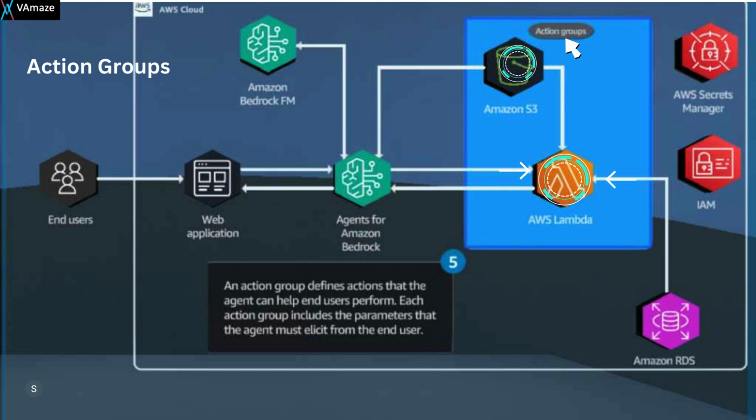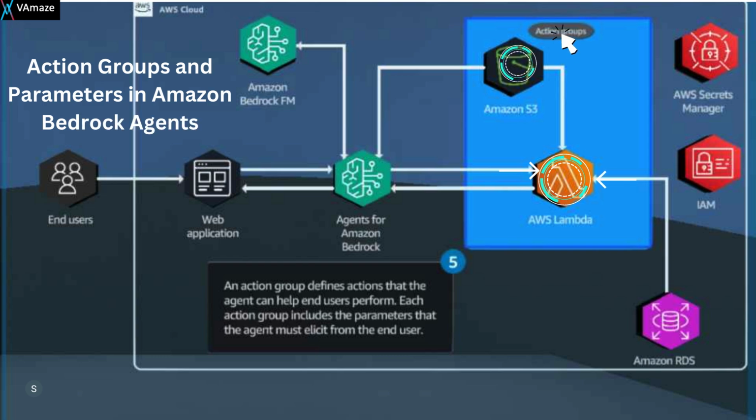So let's focus here on the action groups and parameters in Amazon Bedrock agents. This section explains the role of action groups within an Amazon Bedrock agent. Action groups define the specific actions that an agent can assist an end user with. Each action group includes the necessary parameters that the agent must gather from the user to effectively complete the requested task.